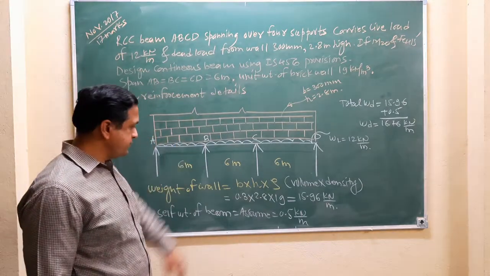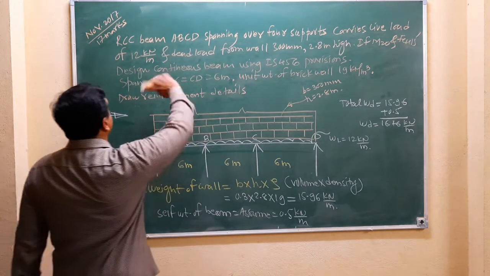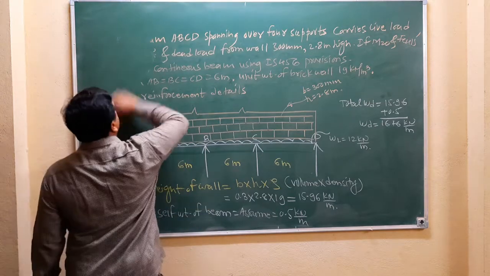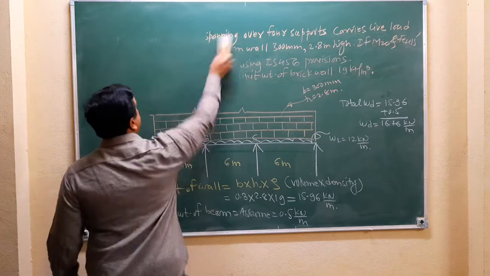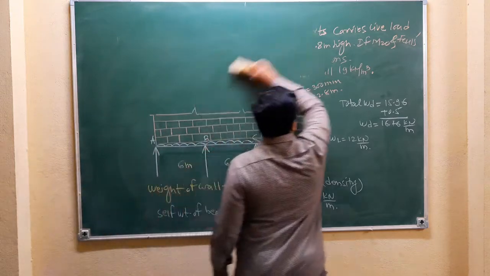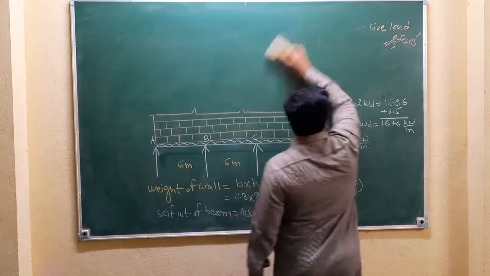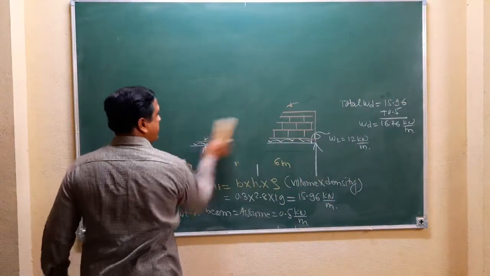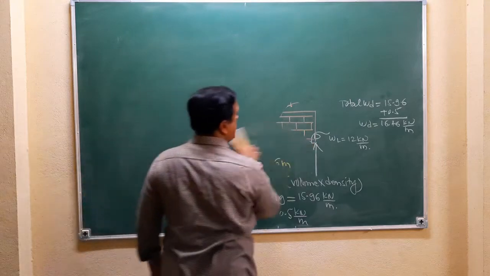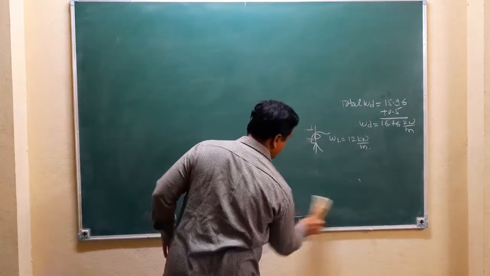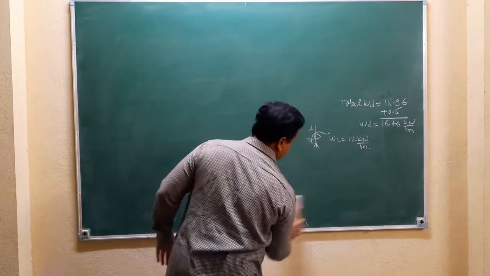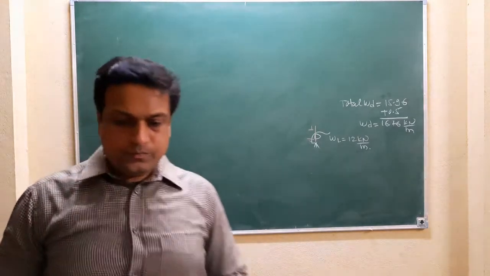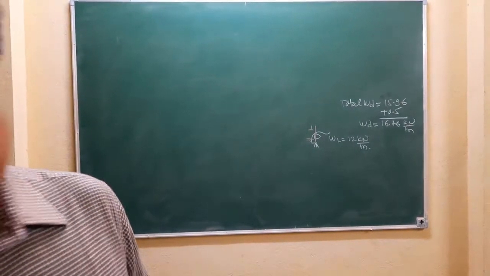Is it clear? Okay. Now, what to do next? We have the total dead load on the beam as 16.46 kilonewton per meter, and live load is 12 kilonewton per meter. Okay. Now the further steps.